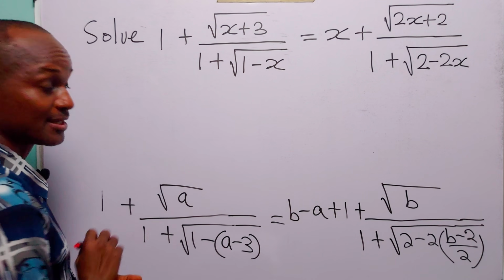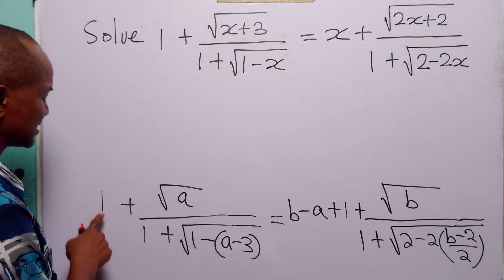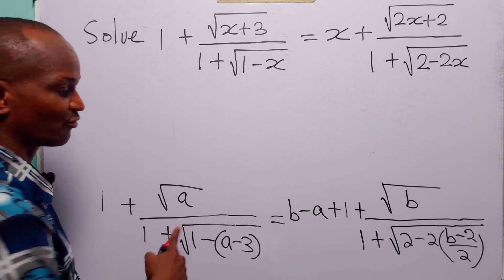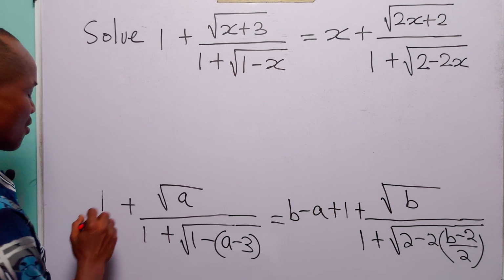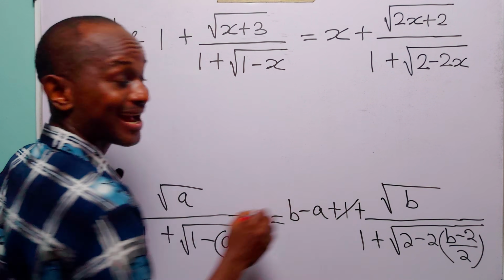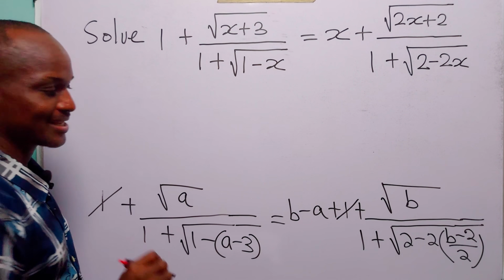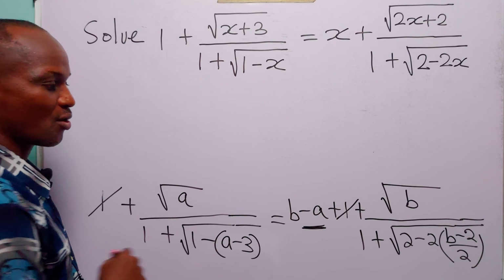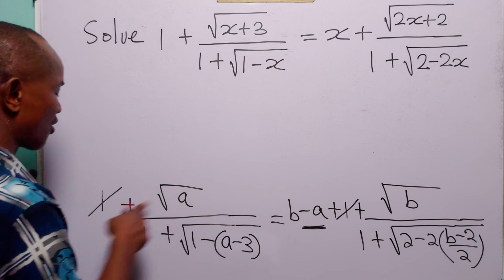Now let us look at this equation. First of all, notice that we have 1 on both sides of the equation. So we can subtract 1 from both sides of this equation. When we do that, then this will cancel that. Next, let us move this over to the left-hand side. When we do that, then minus a becomes a.